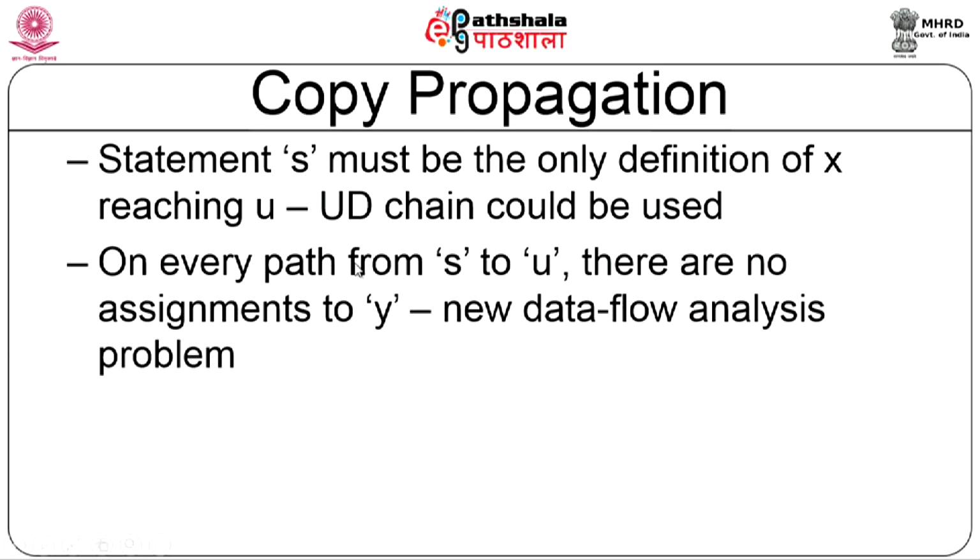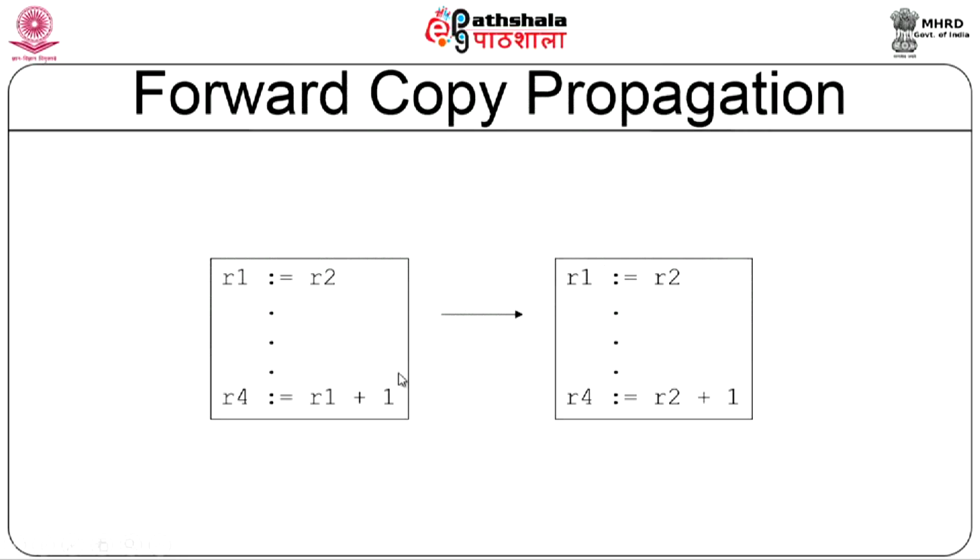And on every path from S to u, there are no new assignments to y. So, this can be looked upon as a new data flow analysis problem, where we can look at the reaching definitions of y, so that it is not going to change, and that can then be used as information for identifying copy statements. So, let us look at this.